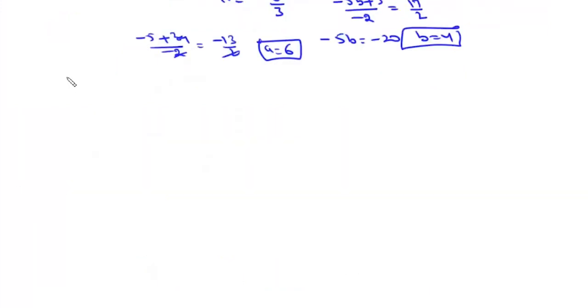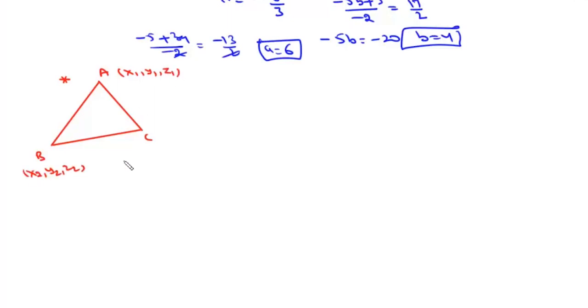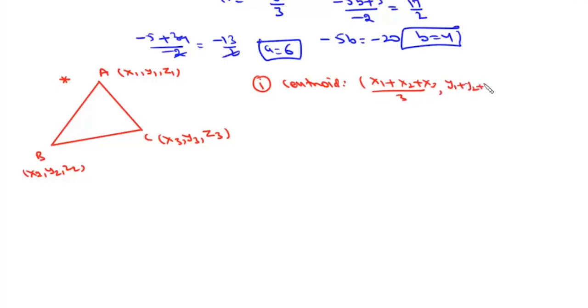Now using section formula, we can find various centers in a triangle. So if we have any triangle, say ABC, and this A is x1, y1, z1, B is x2, y2, z2, and C is x3, y3, and z3, then centroid of this triangle is given by x1 plus x2 plus x3 by 3, comma, y1 plus y2 plus y3 by 3, and z1 plus z2 plus z3 by 3. Now we can also find its incenter.